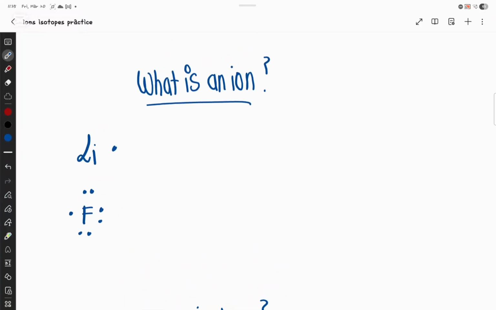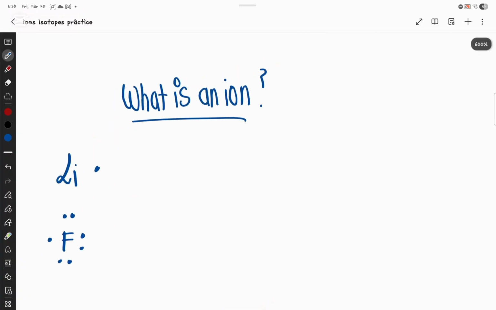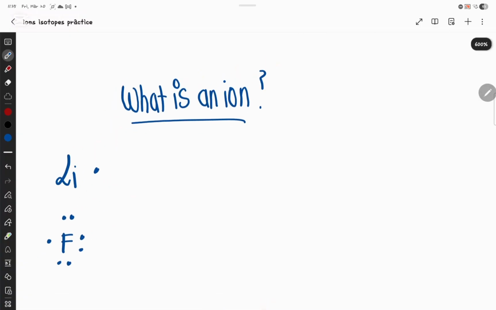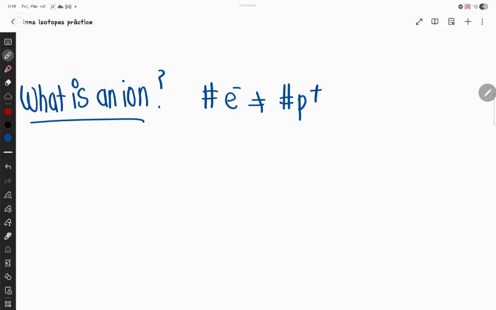An ion is essentially a charged particle, meaning that the number of electrons is not equal to the number of protons. When they're not balanced, they will have either a positive or a negative charge. If you remember, electrons always have a negative charge, and a proton has a positive charge.